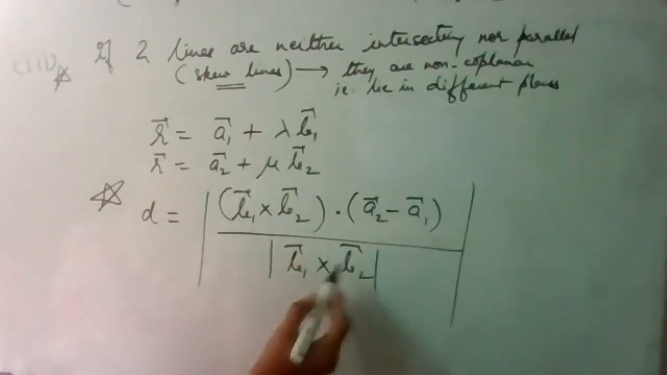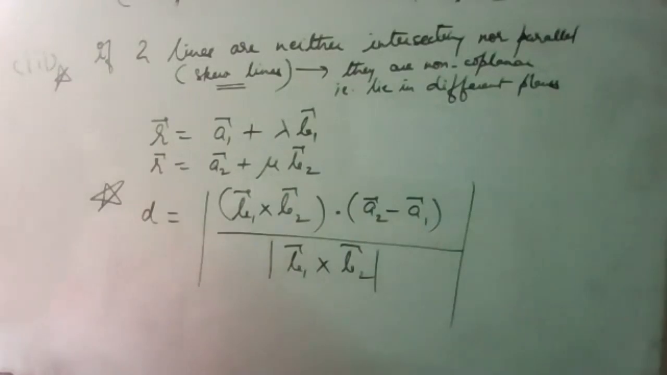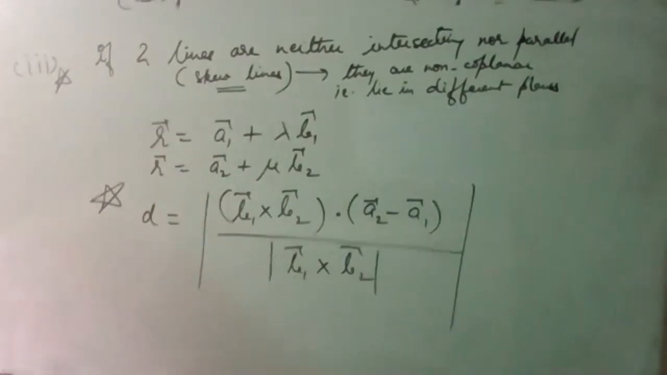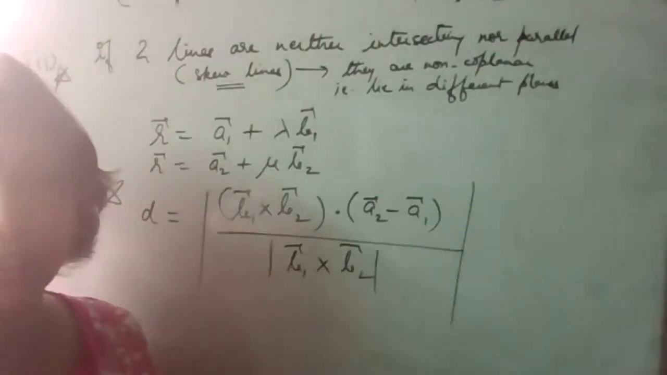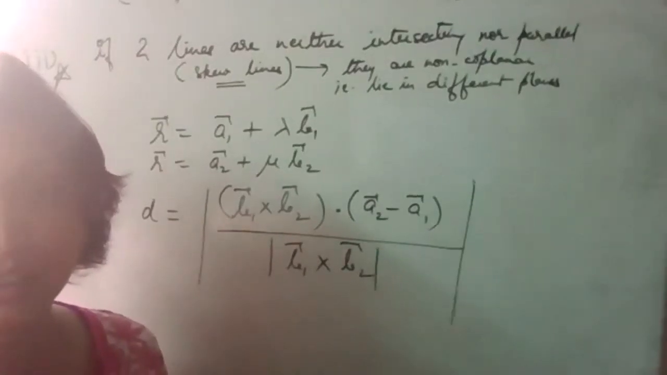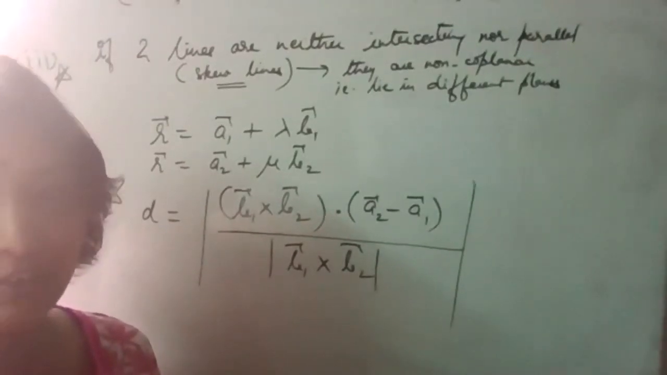Cross is for vector product, dot is for scalar product. So this is all that we have to study in straight lines, and now we have to take the questions based on the topics that we have studied.